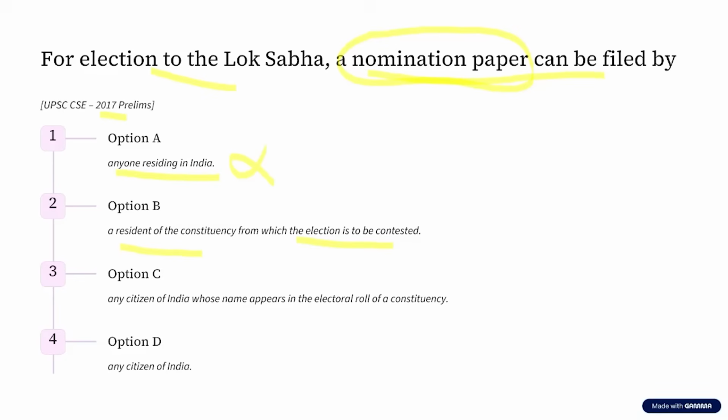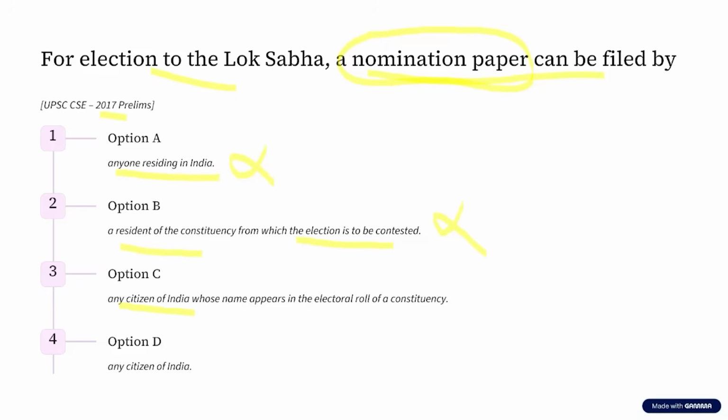What example can I give you? Where is our Prime Minister Narendra Modi from? He's from Gujarat. But where is he contesting his Lok Sabha election from? From Varanasi, that is in Uttar Pradesh. So this option B is also wrong. Come to option C. Option C says any citizen of India.